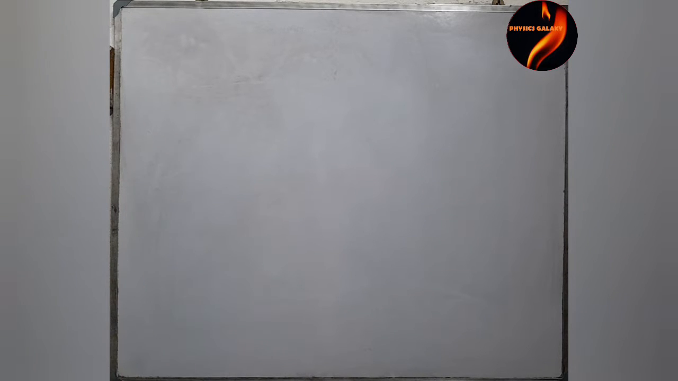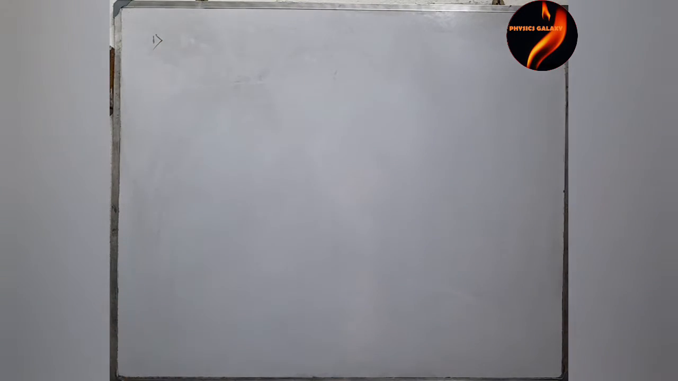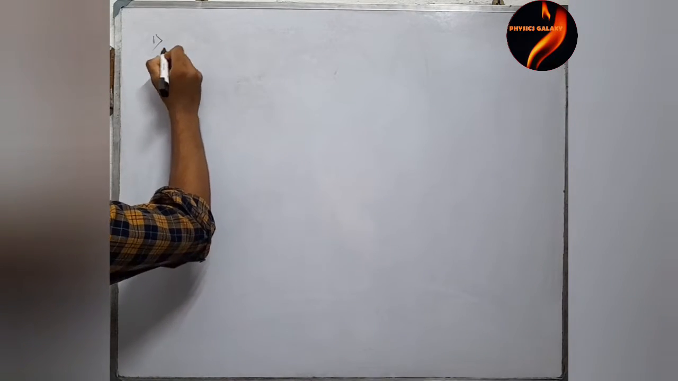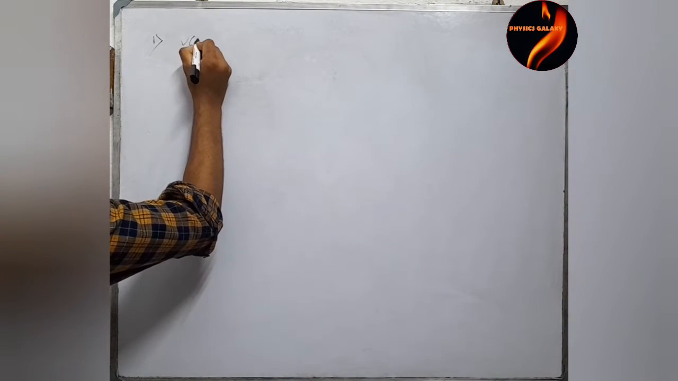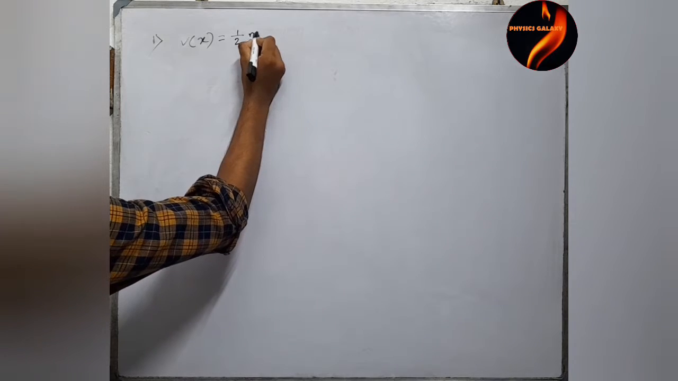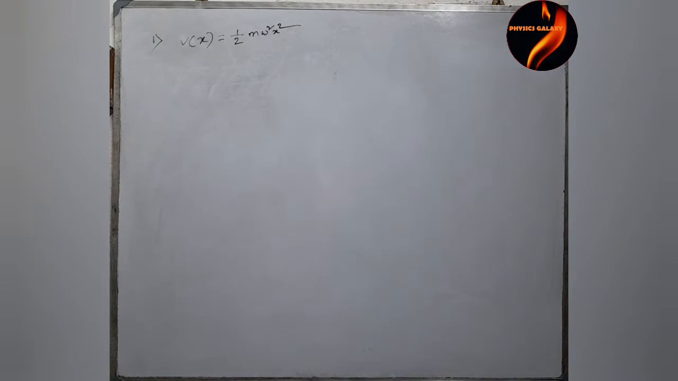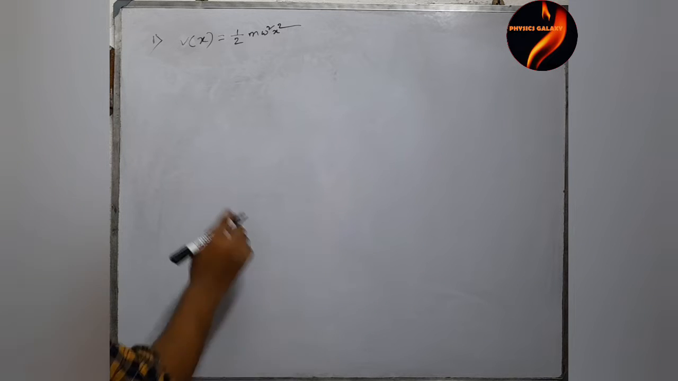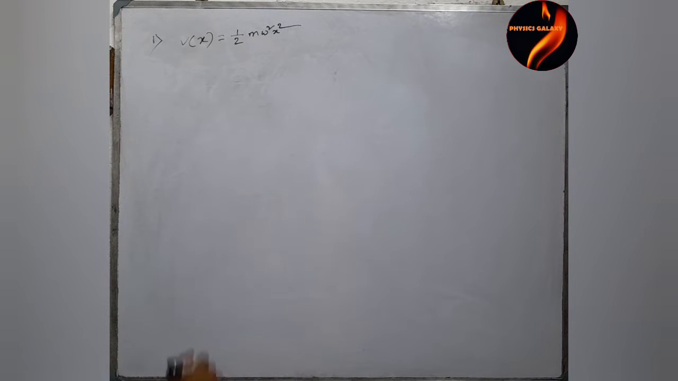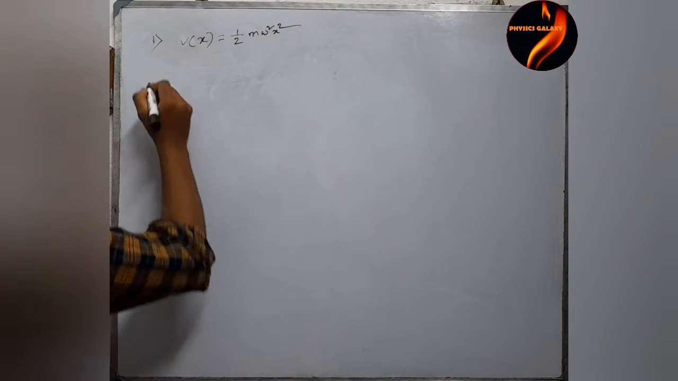Initially they asked me some questions on quantum mechanics. The first question was: draw the simple harmonic oscillator wave functions. We know that the simple harmonic oscillator potential is half m omega square x square, where omega is the angular frequency of the simple harmonic oscillator. Then they asked me to draw the ground state to the fourth excited state wave function.